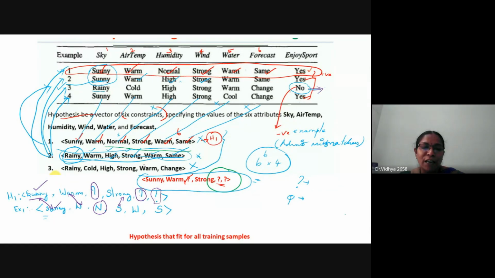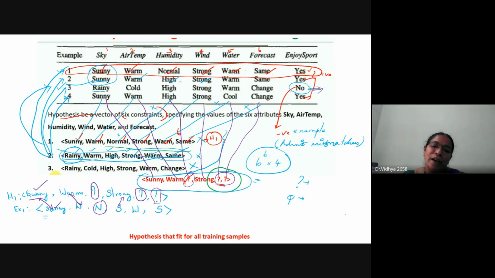Then likewise you can compare this with the fourth example also: sunny and sunny, warm and warm. Then here it is high, but here it is question mark. This can also be mapped. If there is any mismatch, we can replace that mismatched attribute with a question mark. Then strong and strong are getting mapped, and cool and cool are also getting matched. Then for change, there is a mismatch, so both attributes are replaced by the question mark. If there is any mismatch, we can replace it with a question mark. This is the suitable hypothesis for the given examples.